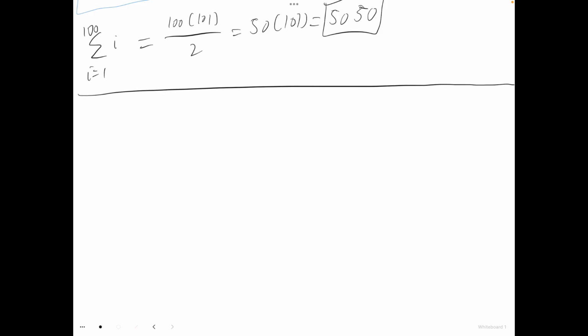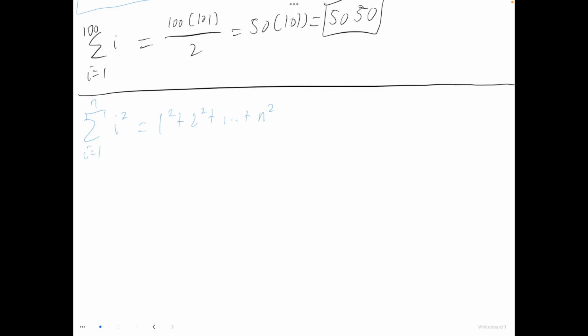So next we're going to look at a bit more complicated formula. We want to do the sum from i equals 1 to n of i squared. Again, this is 1 squared plus 2 squared up to n squared, just to refresh you, as we just barely defined sigma notation in this video.